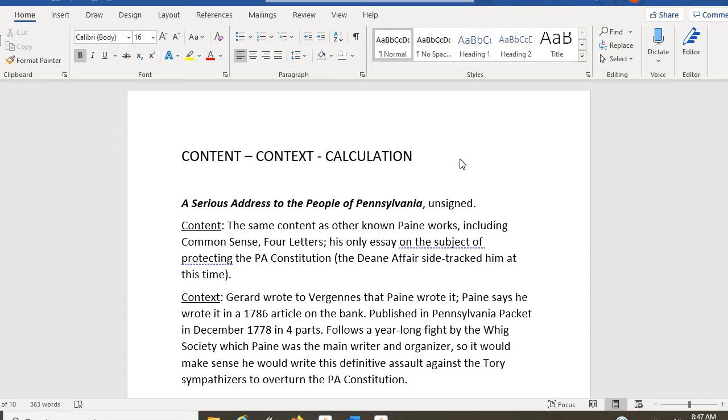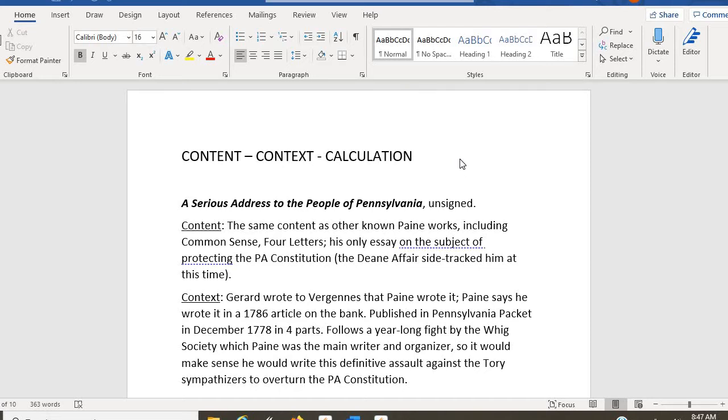can lead to an investigation of a work because an author comes up high in a calculation, and then you have to go find the content and context. More often, we find an article or a work that no one knows who wrote, where the content and the context fit a certain author, and then we'll start the test. And that's what we'll see here in a minute.